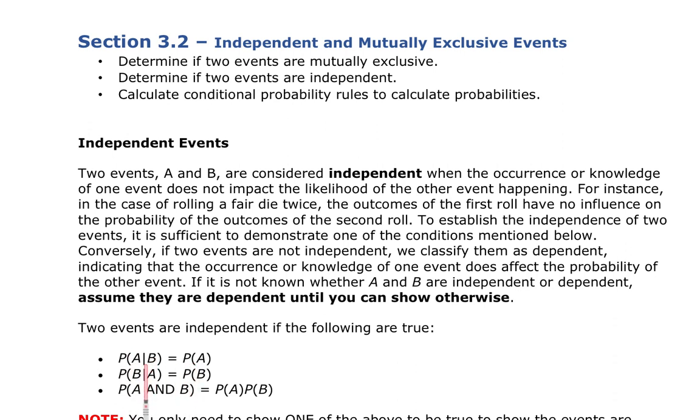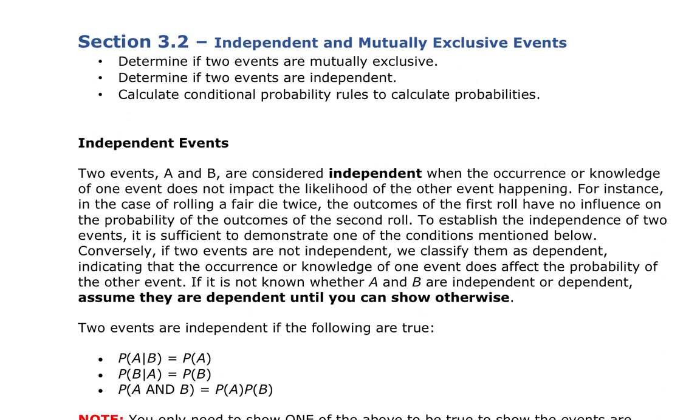When you see this notation, the thing that you see second, after that straight line, means that event has already happened. So the probability of A, given that B has already happened, is equal to the probability of A as if B never happened. As long as either one of these is true, then we know they're independent. The third condition is that the probability of both A and B happening is equal to the probability of A multiplied by the probability of B. You only need to show one of those three things to show that they are independent.